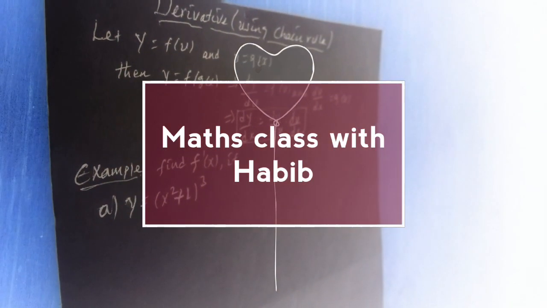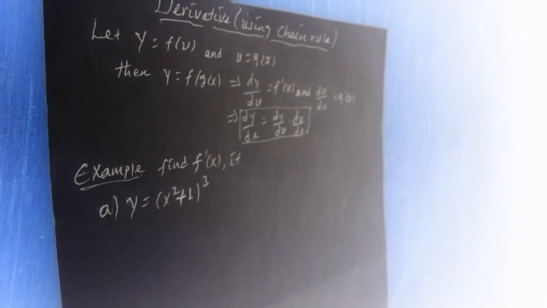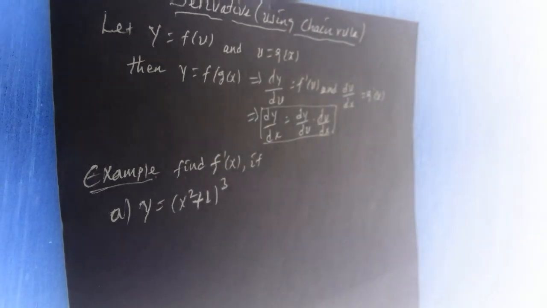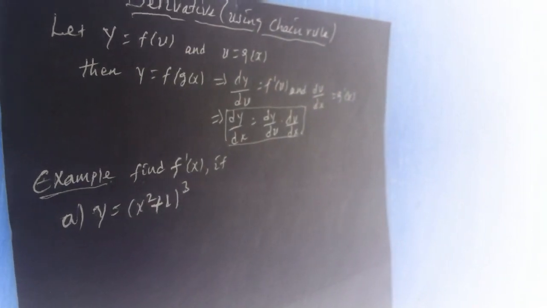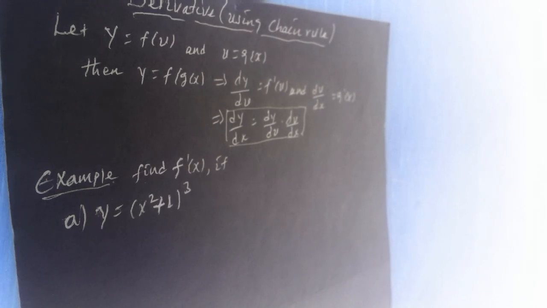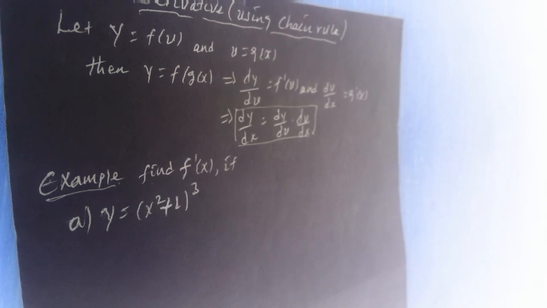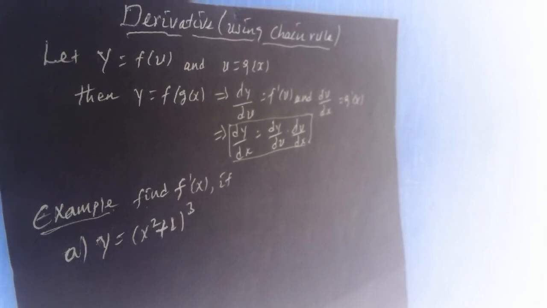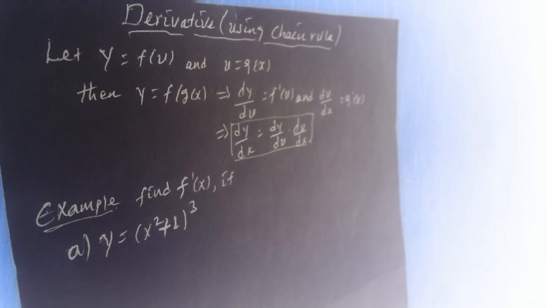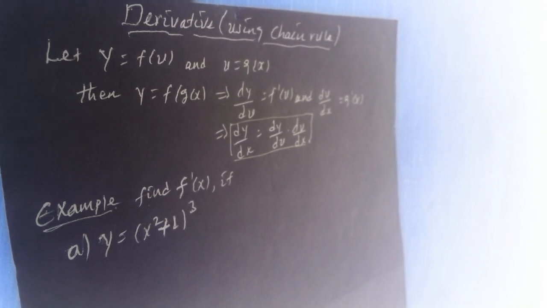Hello friends, today I'm going to show you how to find the derivative of a function using the chain rule. The chain rule is one method to find the derivative of a function, especially if the function is a combination of two or more functions. That means one function written inside another function. Let me show the chain rule.